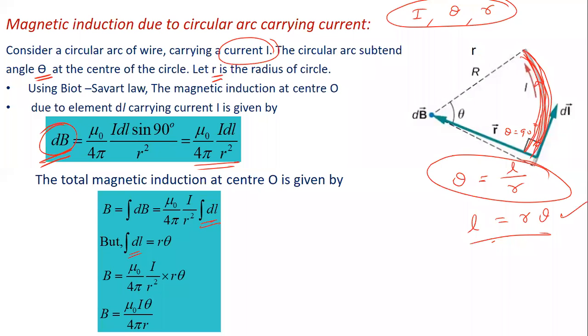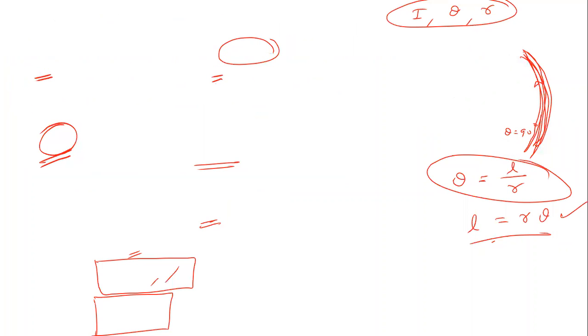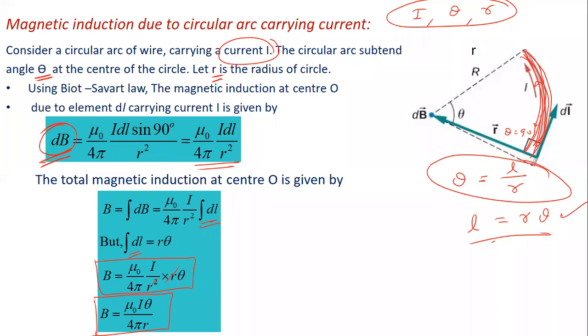Now let me substitute R into theta instead of the integration of dl. We get this formula. Now we can cancel the common term: this R and one R from R square get cancelled. Then we get the final formula for magnetic induction: mu 0 I divided by 4 pi R into theta. This is the magnetic induction due to this smaller current carrying arc.